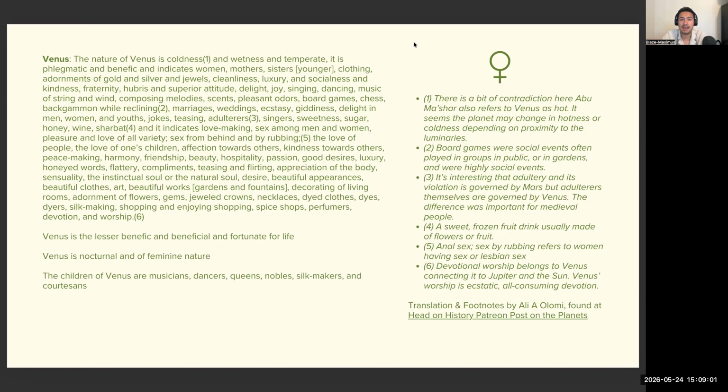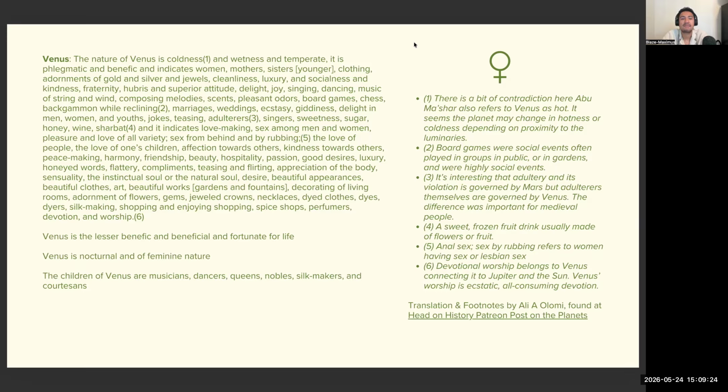And so the love, it represents, Venus is the love of people. It is the love of one's children. It is affection and kindness towards others, peacemaking, harmony, friendship, beauty, hospitality, passion, good desires, luxury. Luxury is in here twice.